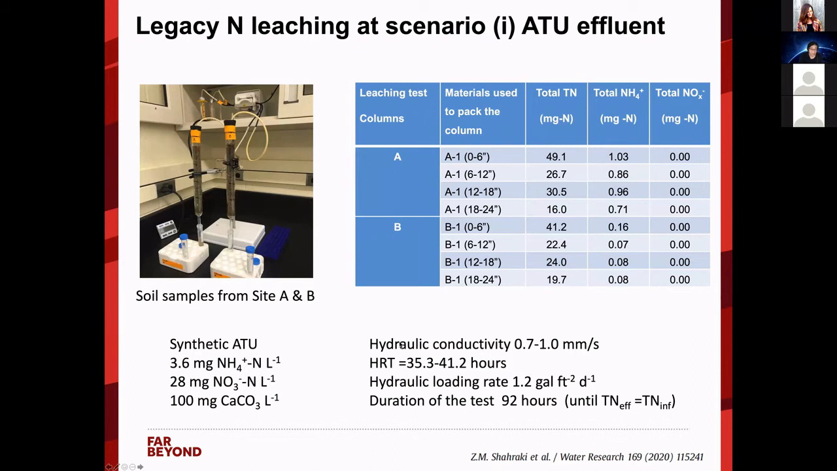Regarding the operating conditions, we first calculated the hydraulic conductivity of the soil samples based on our measurement of the particle size distribution as well as density. With the hydraulic conductivity, we were able to estimate the hydraulic retention time in both columns to be 35 to 41 hours, with the hydraulic loading rate at 1.2 gallons per square foot per day. The desorption test lasted for 92 hours, until the final effluent total nitrogen concentration equaled the influent total nitrogen concentration. That indicates no further nitrogen leaching happens.